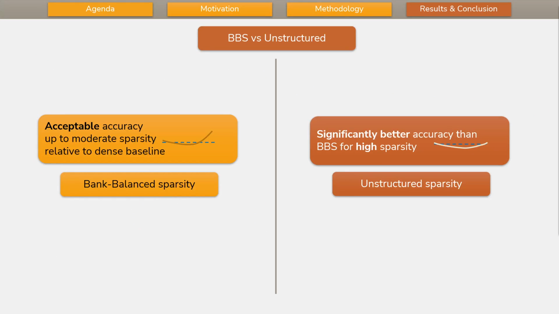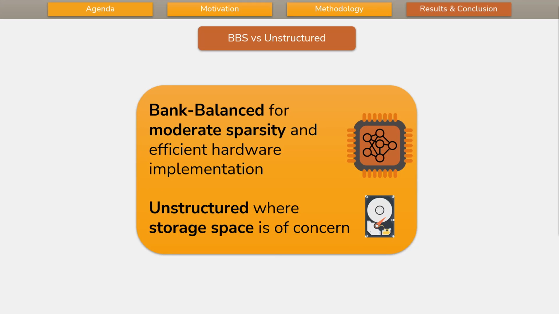After performing our experiments, we discovered that bank balance sparsity provides acceptable accuracy up to moderate sparsity levels of 60 to 70% relative to the dense baseline, while unstructured sparsity provides significantly better accuracy than bank balance sparsity for high sparsity levels beyond 80%. As such, it is recommended that bank balance sparsity be used for models with moderate sparsity levels to capitalize on it, allowing for efficient accelerator designs, while unstructured sparsity be used in situations where high sparsity is required due to storage constraints.